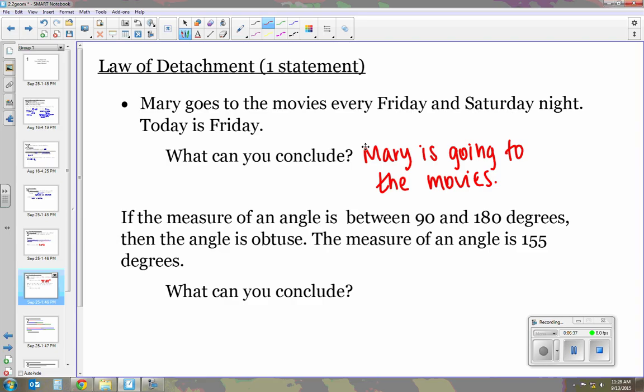If the measure of an angle is between 90 and 180 degrees, then the angle is obtuse. My next piece says the measure of an angle is 155 degrees, so we can conclude that the angle is obtuse. Right, and that's your law of detachment. I give you one statement, a fact, and then we can make a conclusion from that.